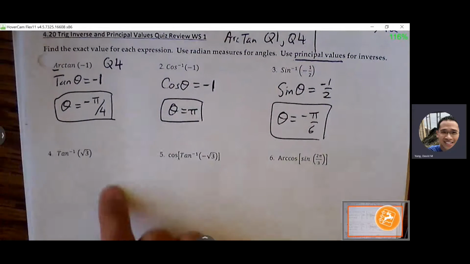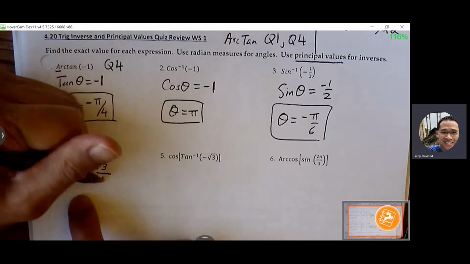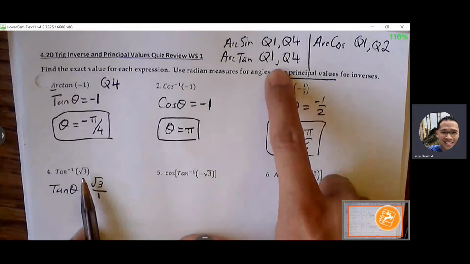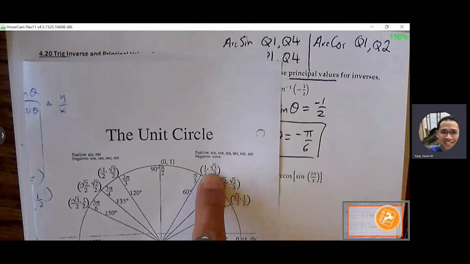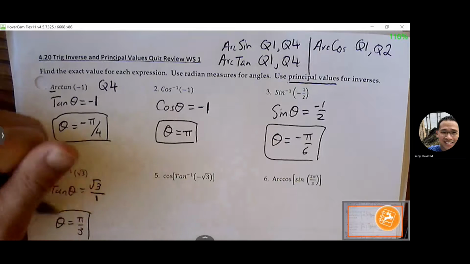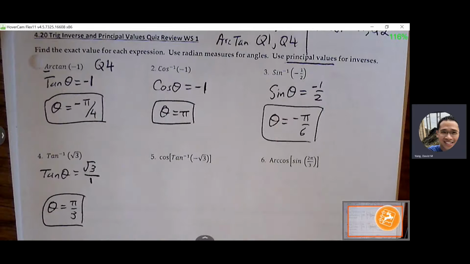Tangent of theta equal to √3. Think of √3 as √3 over 1. Which quadrant? Positive, so first quadrant. Tangent is y over x. Where's tangent of theta going to be √3 over 1? Pi over 3. Are we going to get unit circles on this quiz? I'll give you a blank unit circle, but you can also double check with your calculator.